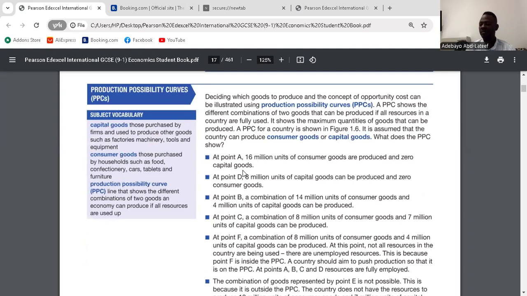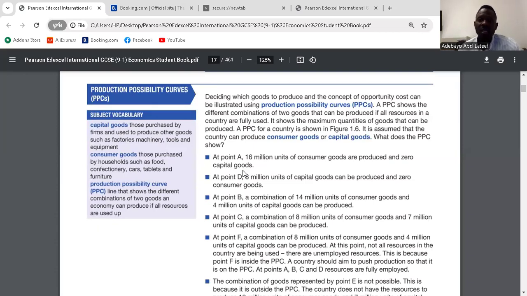So go to PPC. There's no way we want to talk about opportunity cost without linking it to the production possibility curve. When we talk about the production possibility curve, we're talking about a graph that shows the combination of two goods that can be produced in an economy if all resources are fully employed. That is what we call the production possibility frontier or production possibility curve.